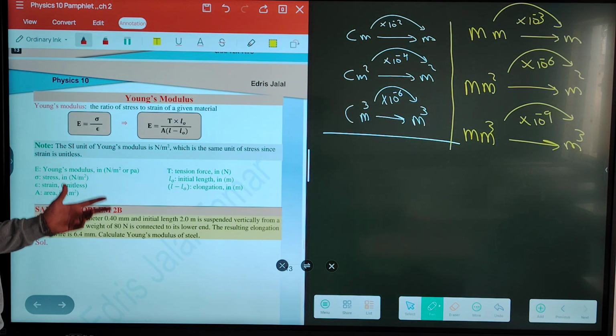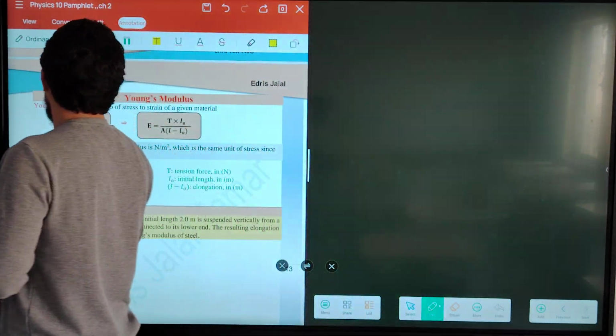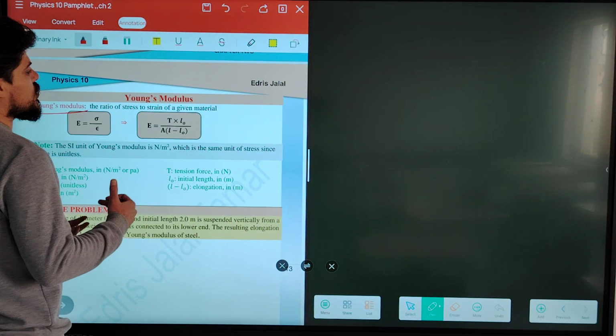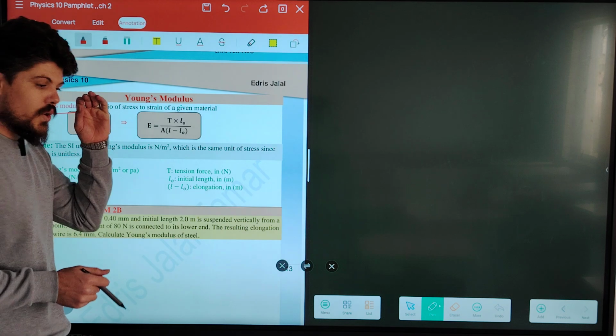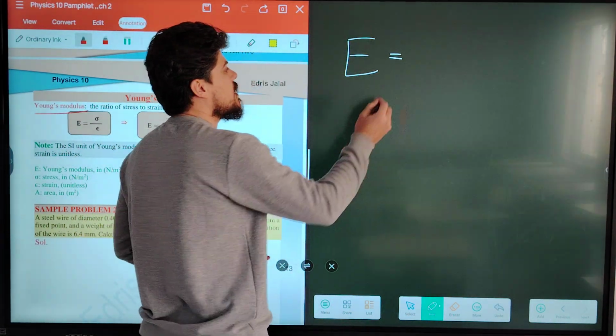Okay. The last topic in this section, guys, Young's modulus. What is Young's modulus? Young's modulus is the ratio of the stress to the strain of a given material. The ratio, Young's modulus, E capital is the symbol of Young's modulus.